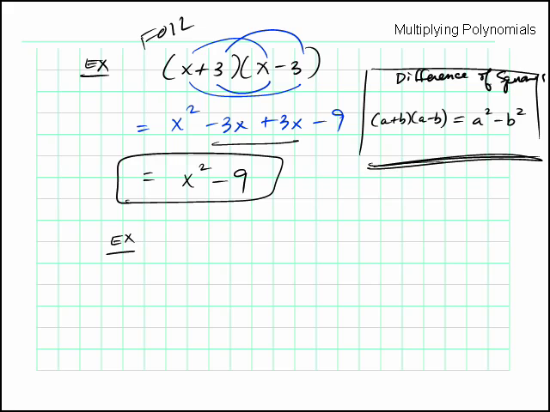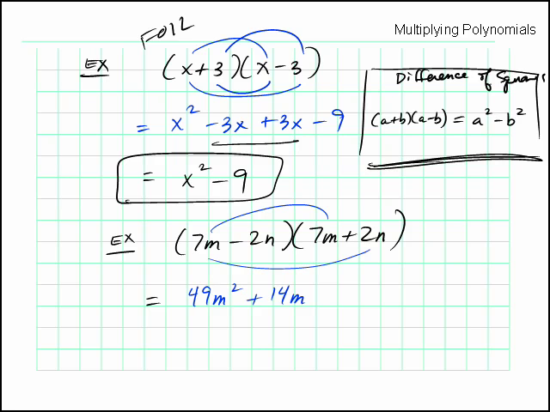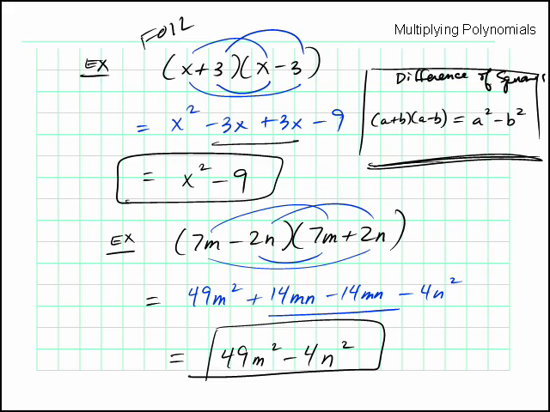Let's say we have 7m minus 2n, and we're going to multiply that by 7m plus 2n. That's the difference of squares pattern. One's a plus sign, one's a minus sign. And so if I try to FOIL it out, that's 49m squared. That's 14mn. That's a negative 14mn. So these two terms are going to cancel each other out. And that times that is a negative 4n squared. The two middle terms always cancel out in a difference of squares pattern. And here I'm going to be left with 49m squared minus 4n squared. There it is. Okay, so difference of squares, just really the FOIL method. You could just use the FOIL method.